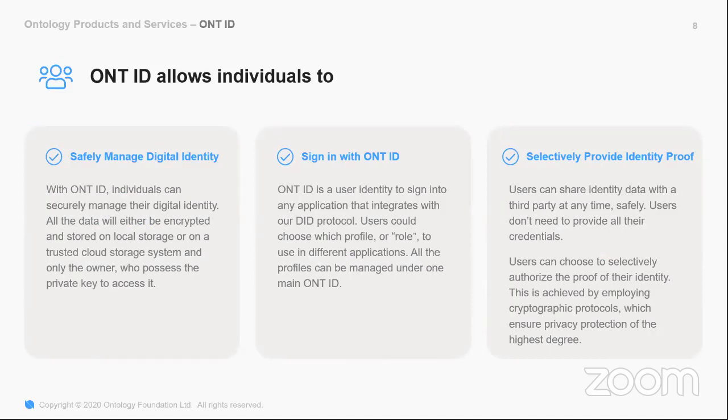So Ont Id allows individuals to safely manage their digital identity in different systems and also across different systems, and also provides identity interoperability in multiple systems. And also anyone else can use Ont Id to sign in to any of the cloud applications that use Ont Id.